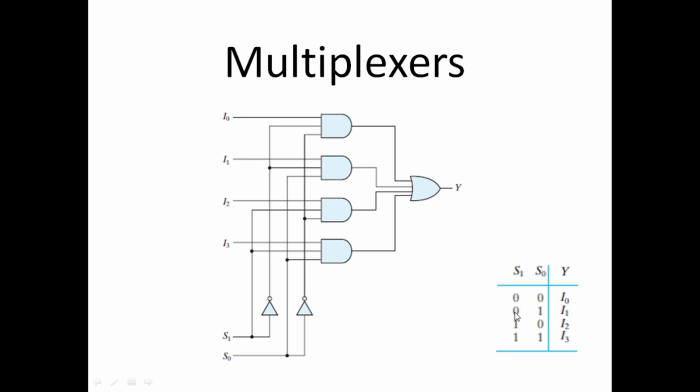Okay, so when the select line value is 0, 1, we get I1. When it is 1, 0, we get I2. When it is 1, 1, we get I3 at the output. So these two select lines can control which input is connected to the output line. Okay, so this is a 4 to 1 line multiplexer, and we can create this from a 2 to 4 line decoder, as we just saw. This is the block diagram of this multiplexer. It's a 4x1 mux: 4 are the inputs, 1 is the output, and 2 are the select lines.